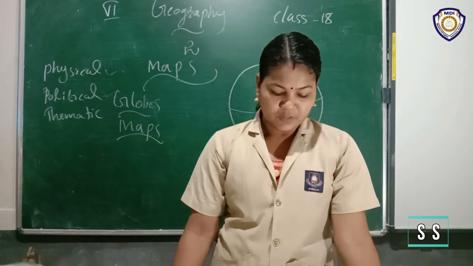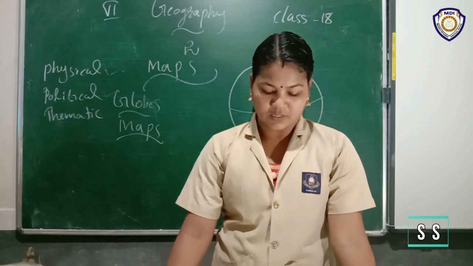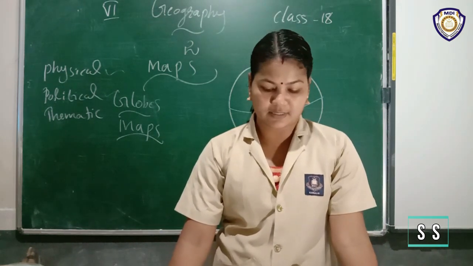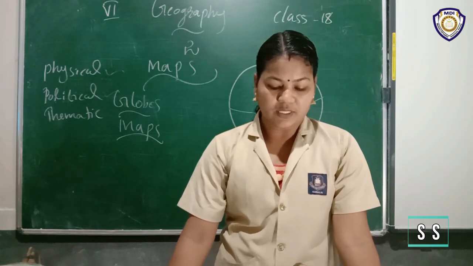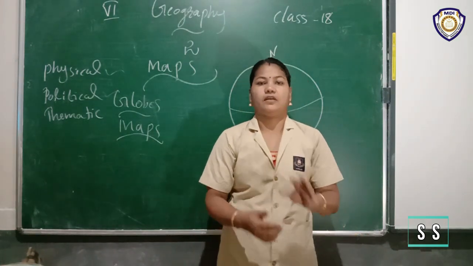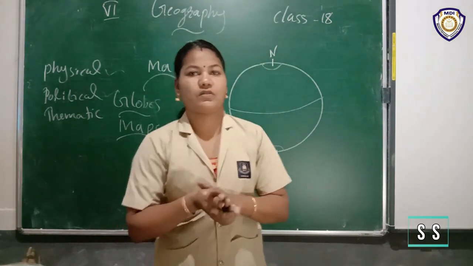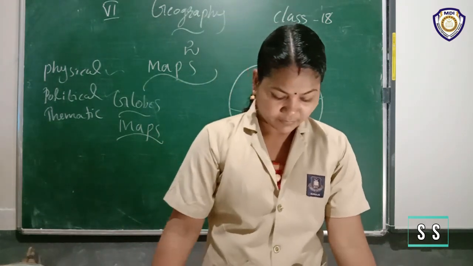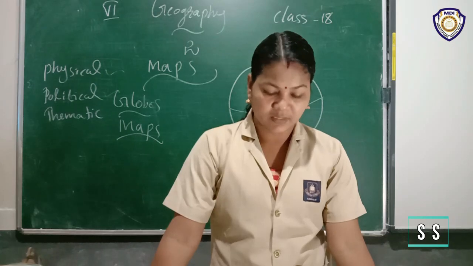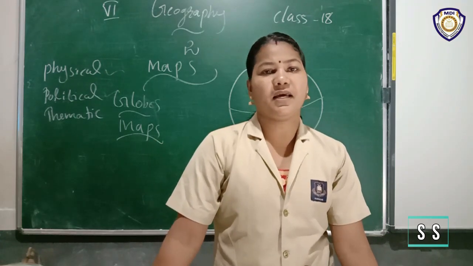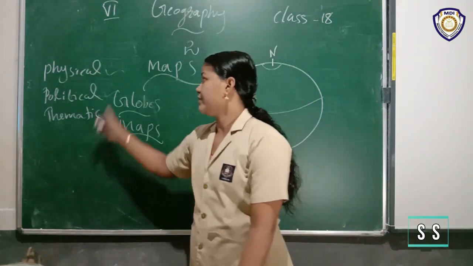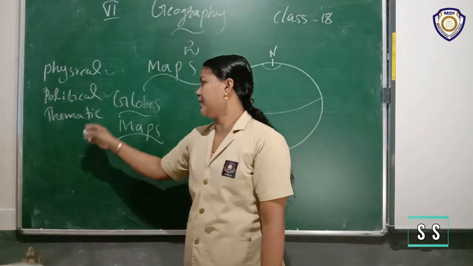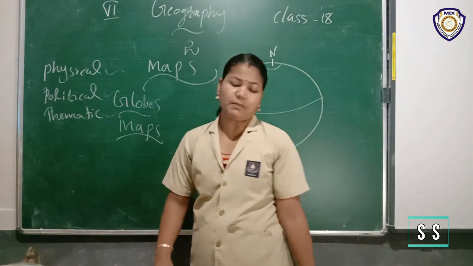These maps show the boundaries of countries and of the states within the countries. They also show the location of cities and towns, the boundaries of the states, the boundaries of the countries. Next one is the thematic map. The first one, physical map. The second one, political map. Third one is the thematic map.